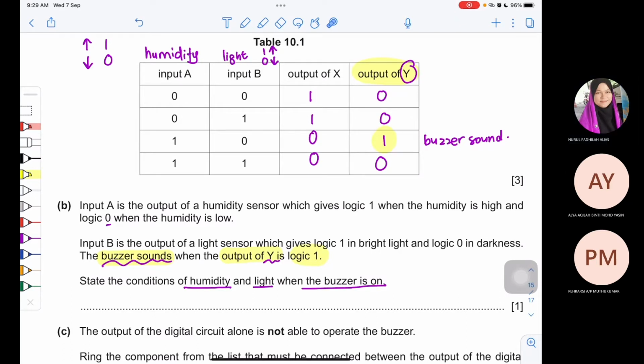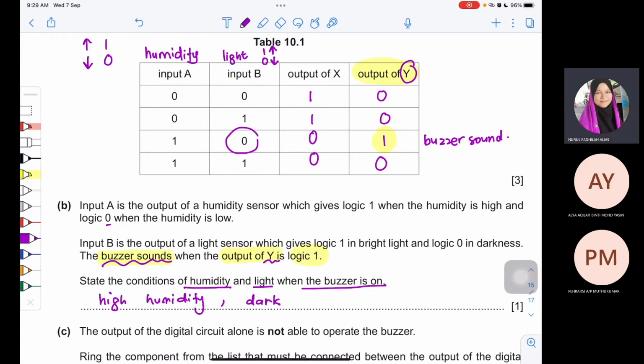High humidity and bright light. Yes. Okay, yang mana high humidity? Yang mana? Humidity, this one, high. Then, light, 0. So, 0 means dark. Kan? Okay. 1 and 0. This only gives sound, the buzzer sound. Okay.